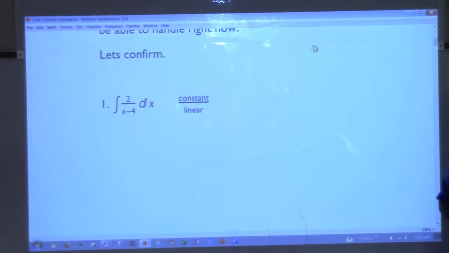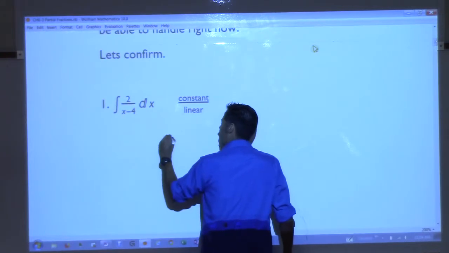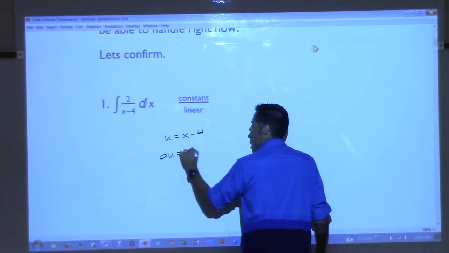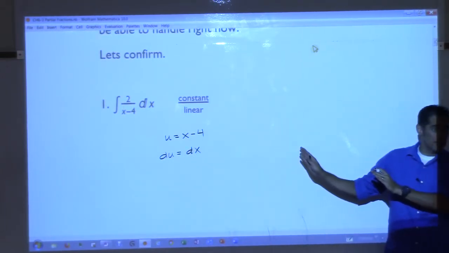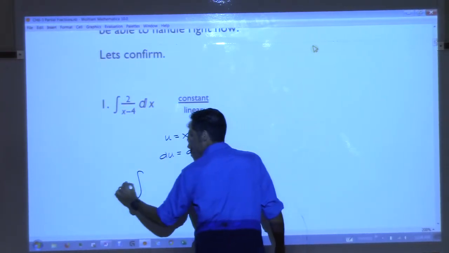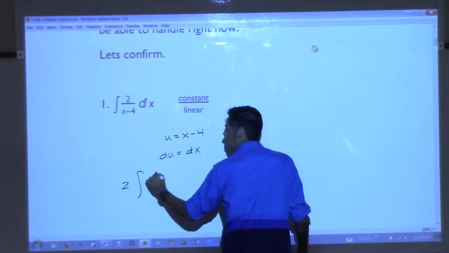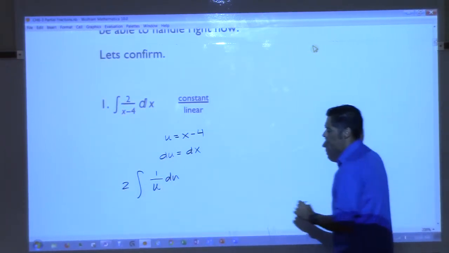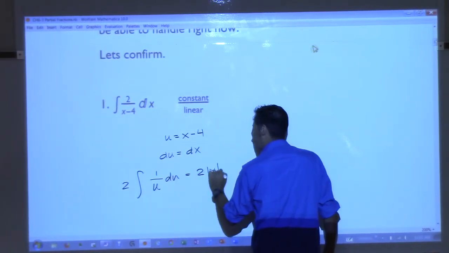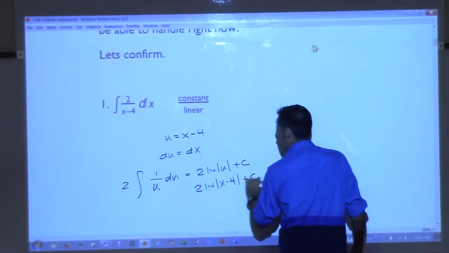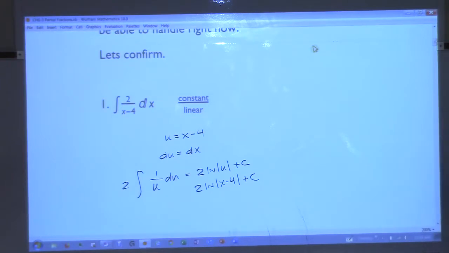Just u sub. Basic u sub. So what would the u sub be here? x minus 4 is our u. du then would be what? dx. So I'm using basic u sub for this. This integral would now become, let's deal with that 2, let's pull the 2 out, and that becomes, in terms of u, 1 over u du. The antiderivative of that would just be natural log. So we get 2 natural log absolute value of u plus c, which would be 2 natural log of x minus 4 plus c. So that's it.